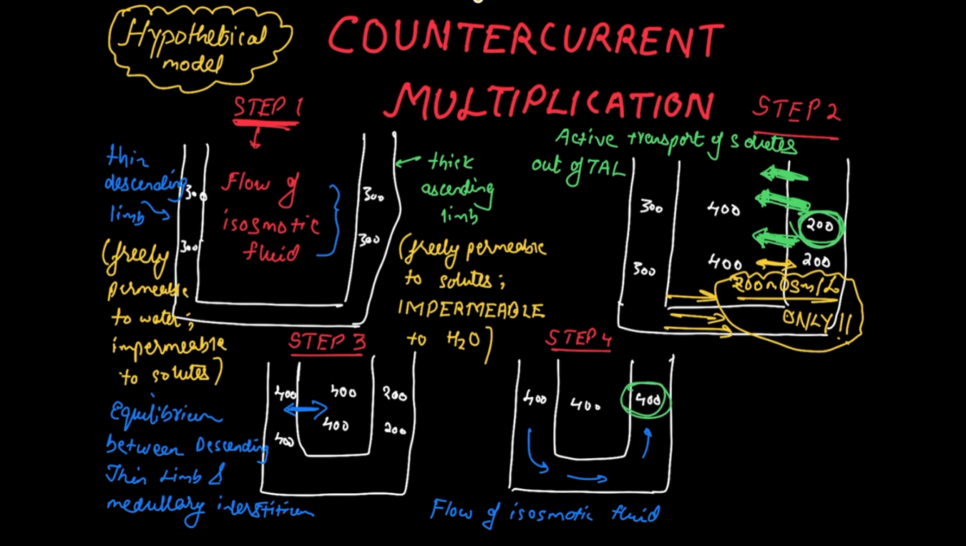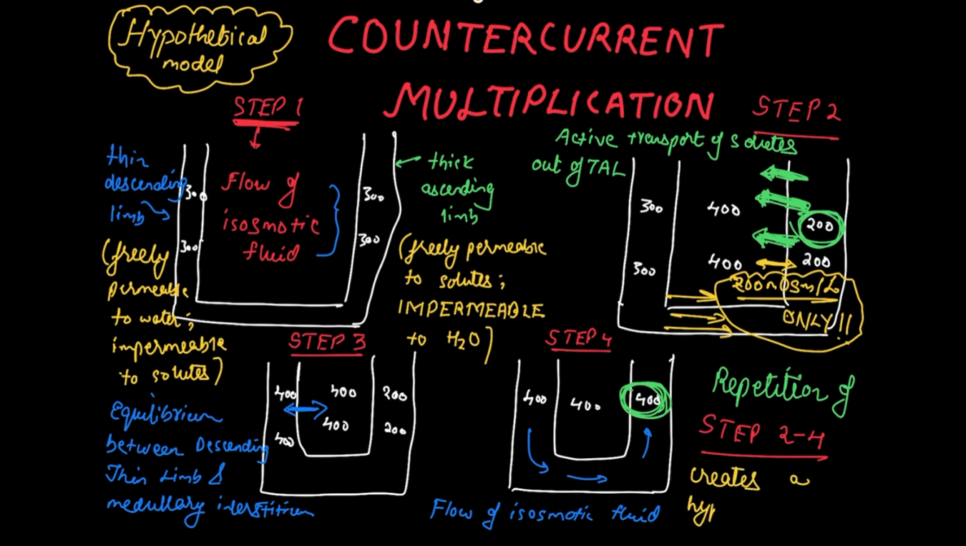And lo behold, we have completed the countercurrent multiplication. There is repetition of steps 2 to 4 again and again, and that can lead to a urinary osmolarity of 1200 milliosmoles per liter. So you got it. Repetition of steps 2 to 4 creates a hyperosmotic medullary interstitium. So this is a hypothetical model.